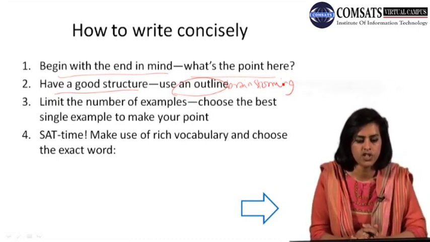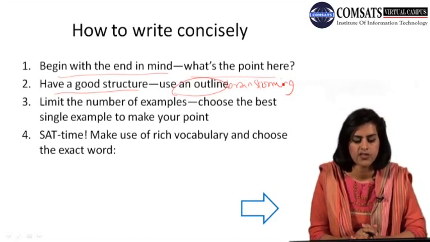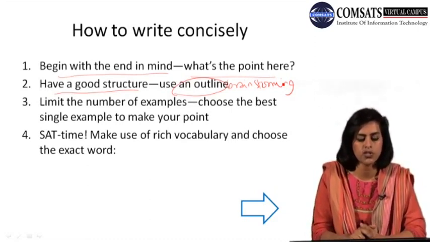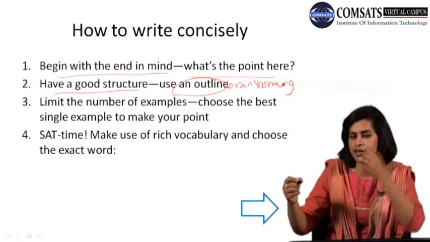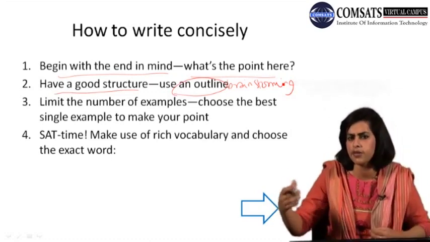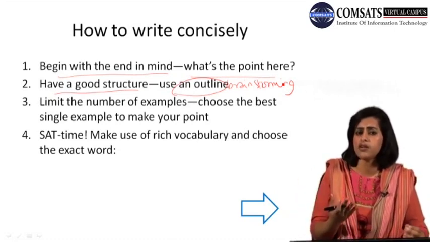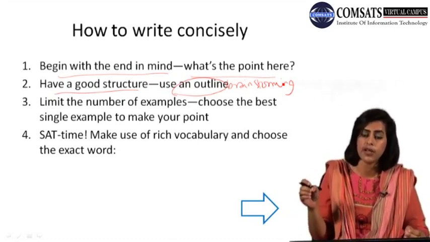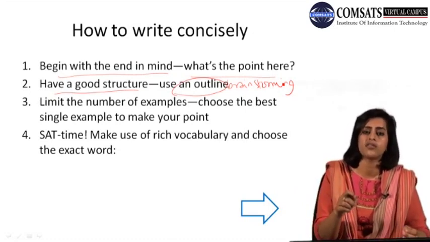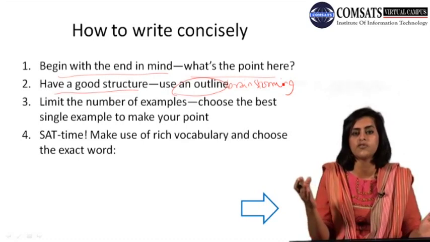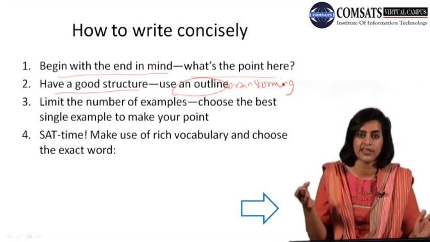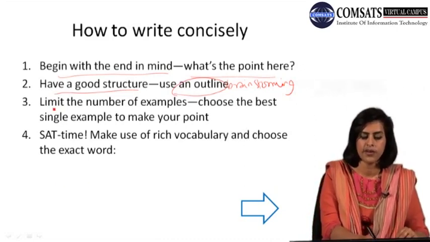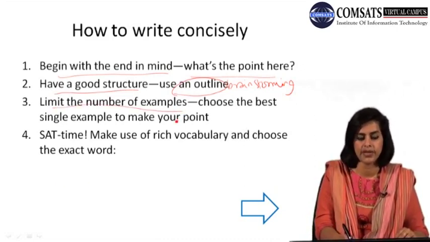Limit the number of examples. Choose the best single example to make your point. What you are going to do is limit down the number of examples. You are making your outline, and you decide that you are going to put this example, this example, this example. But out of all of them, you are the best judge, and you know which one is the best example to put into your writing, because you cannot put all the examples. If you put all the examples, that is going to make your paper very large and lengthy. So to avoid that, you should limit the number of examples, and for limiting, you should decide which example is the best one.